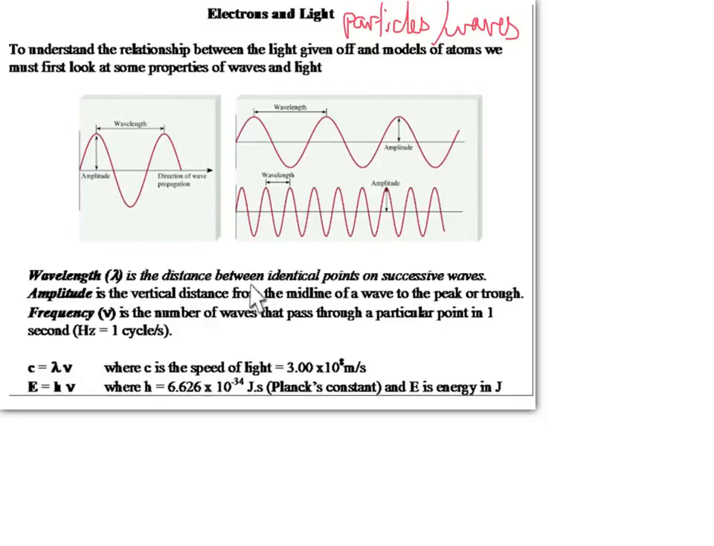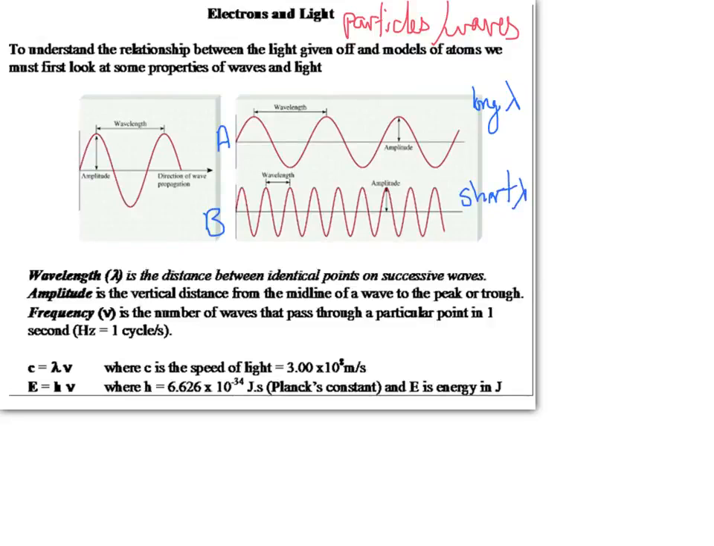So the wavelength is the distance between identical points on successive waves. That would be the distance between crest and crest, or the distance between trough and trough. So there's your wavelength here, and there's your wavelength here. And so if you compare, let's call this wave A and this wave B, wave A would have a longer wavelength. Wave B would have a shorter wavelength.